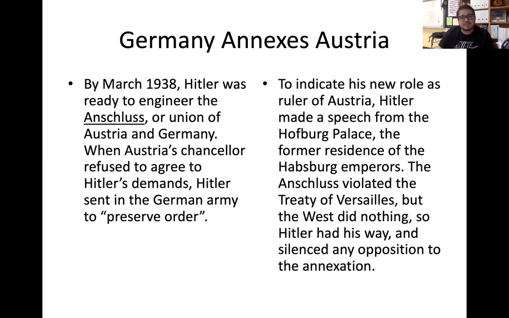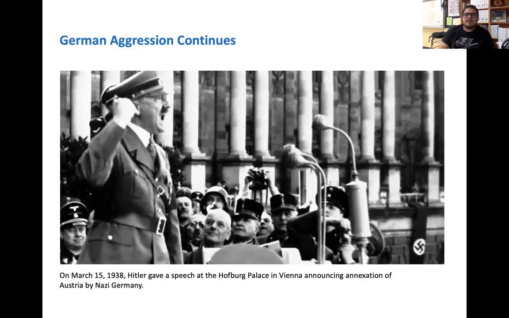The Anschluss violated the Treaty of Versailles, duh, but the West did nothing. So Hitler had his way and silenced any opposition to the annexation. So of course, there's going to be a lot of Austrians that are going to want to fight against this. A lot of Austrians are going to voice their concerns. They're going to complain. And what do you think is going to happen to them? What do you think is going to happen to the journalists that write articles saying this isn't a good idea? What do you think happens to a lot of the freedom fighters that are going to try to stop this from happening? They're going to get murdered. Right, they're going to get eradicated, they're going to get taken care of, silenced, right? And here he is at the Palace of Hofburg on March 15th, 1938. Hitler gave a speech at the Hofburg Palace in Vienna announcing annexation of Austria by Nazi Germany.